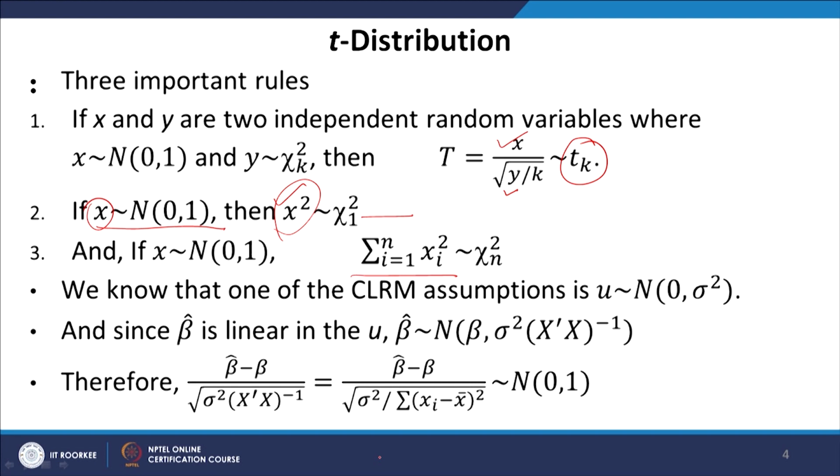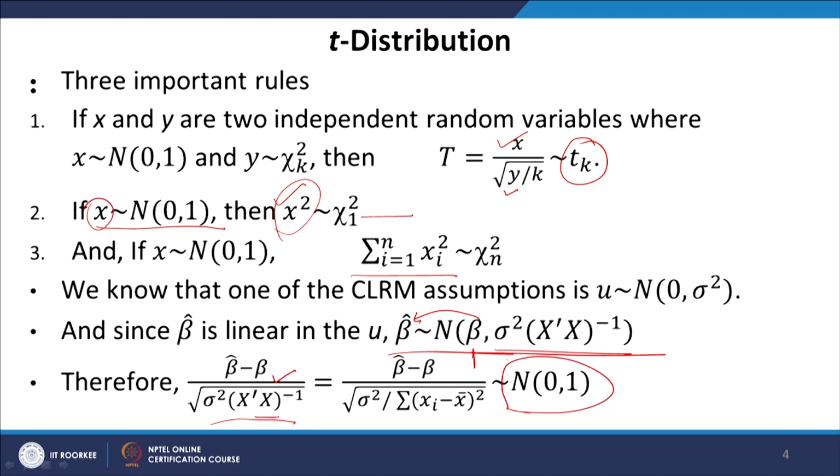Now, we know that one of the CLRM assumptions is that U follows a normal distribution with 0 mean and variance sigma square. We have also discussed previously that since beta hat is linear in U, beta hat follows a normal distribution with mean beta and variance sigma square x prime x inverse. Alternatively, we can write it as beta hat minus beta, taking the mean to the other side, and then in the denominator we have the standard deviation of beta hat, which is root over sigma square x prime x inverse, and this would follow a standard normal distribution, right.